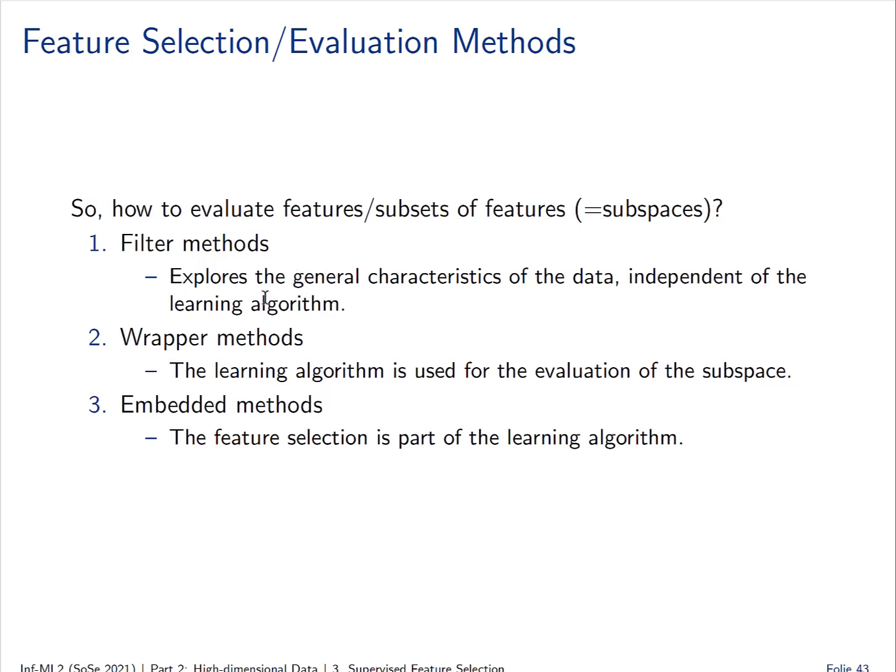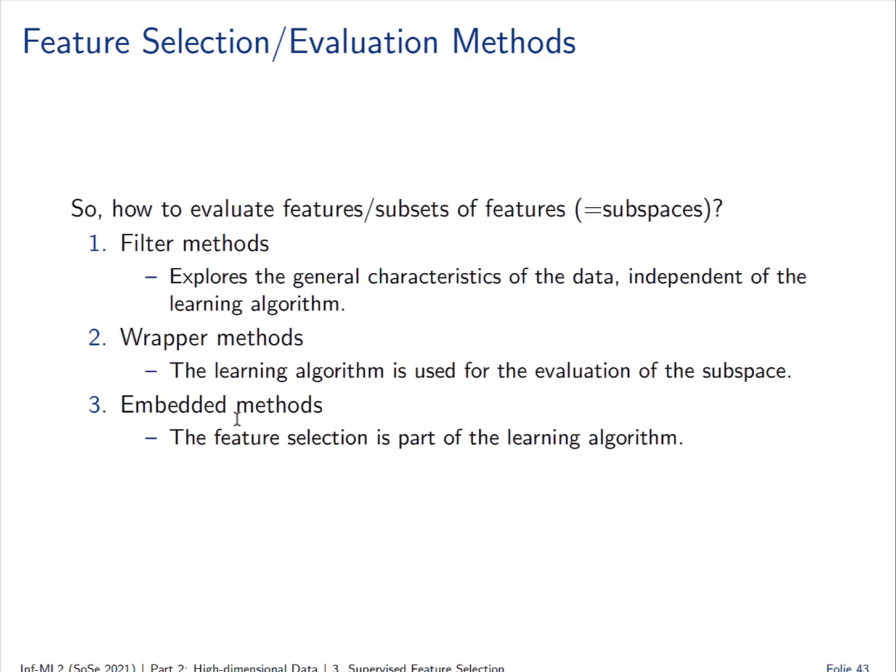The second one are so-called wrapper methods. The learning algorithm is used for the evaluation of the subspace. So we come up with a subspace, apply the learning, and then see what's actually happening. And if the learning accuracy is good, or whatever target function we have is good, then we would keep that subspace. If not, then we try another one.